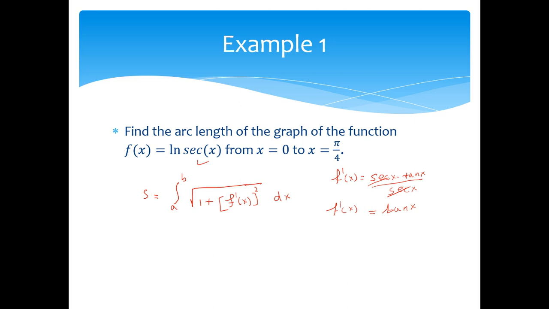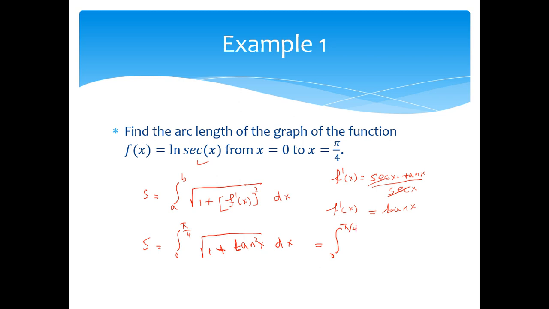So a equals 0, b is equal to pi over 4. So then we say s is equal to the integral from 0 to pi over 4 of the square root of 1 plus tan square of x.